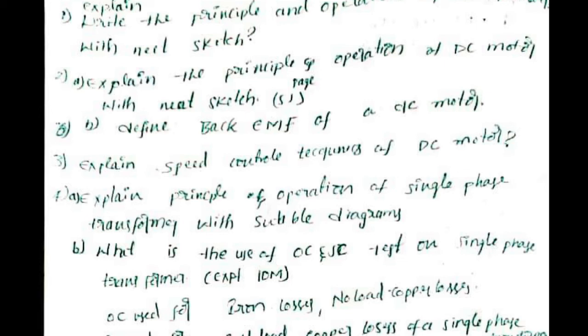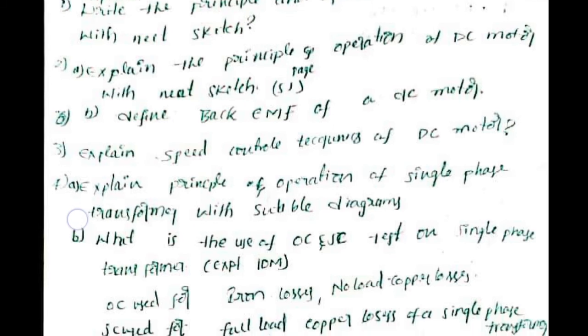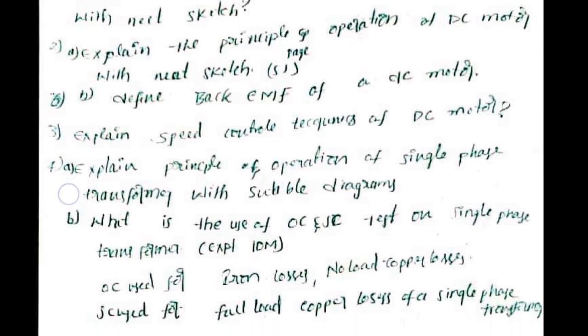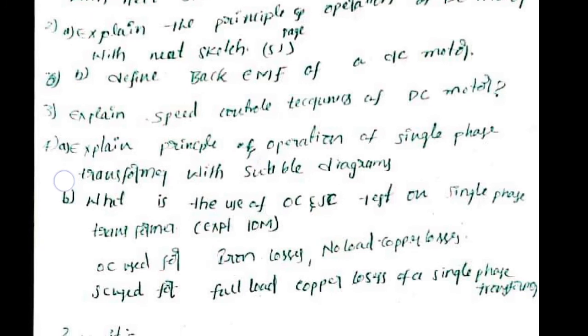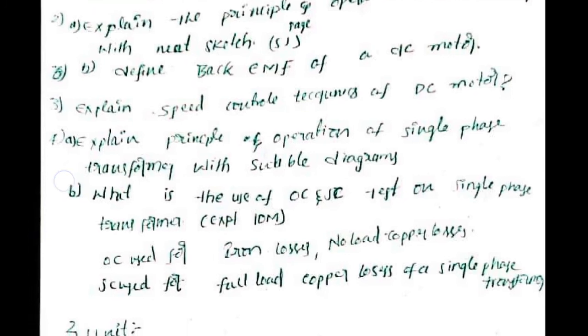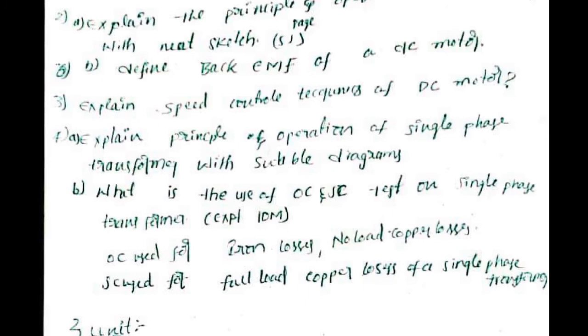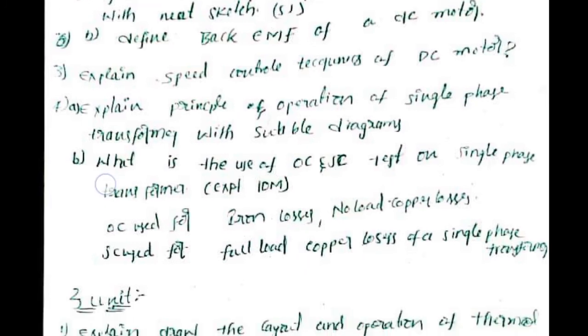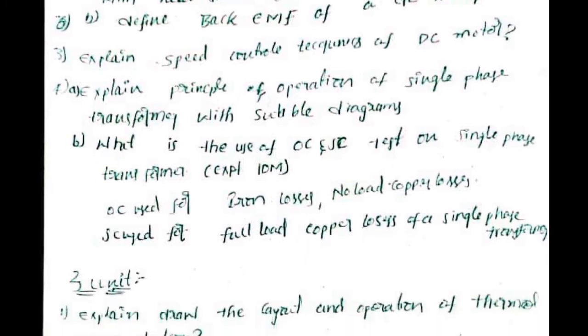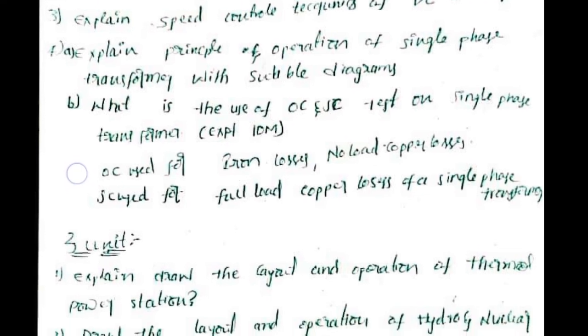Explain the speed control techniques of DC motor. What are the techniques? We have to write the assignment. Explain the principle of operation of single phase transformer with suitable diagrams, how it works. What are the uses of OC and SC test on single phase transformer? Explain. OC test is used for iron losses or no load losses, whereas SC test is used for full load copper losses or copper losses. No load losses are measured by the OC test.